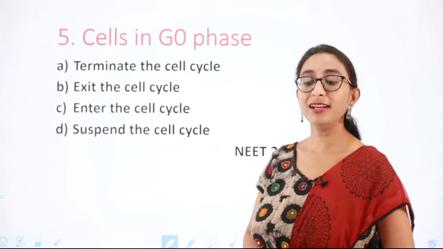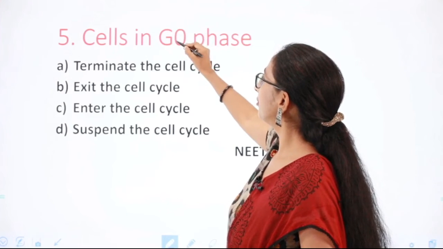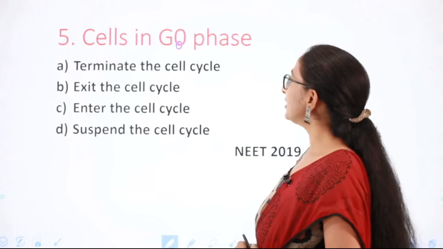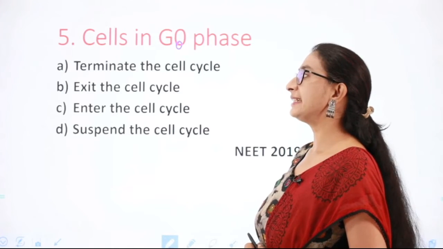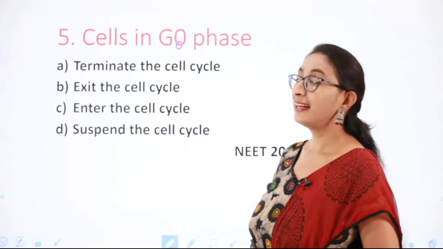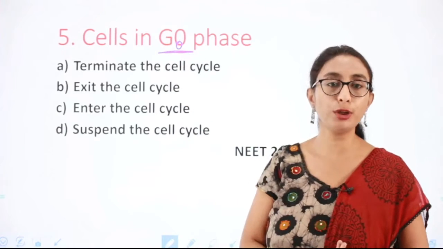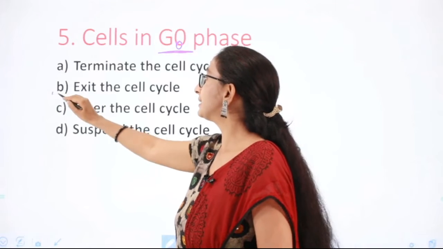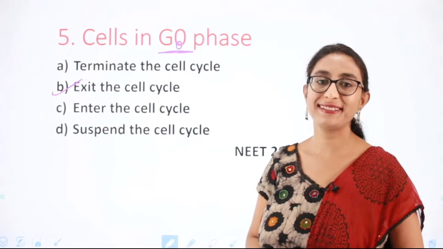The cells in G0 phase. So by mistake it is capital O, but it is G0 phase. The cells in G0 phase terminate the cell cycle, exit the cell cycle, enter the cell cycle, suspend the cell cycle. The cells in G0 phase, that is the cells which no longer want to divide, they will exit the G1 phase. So they are exiting the cell cycle. So B is the right answer option.